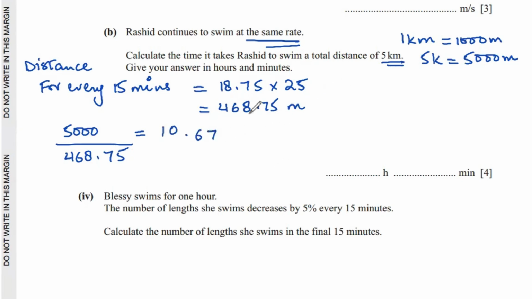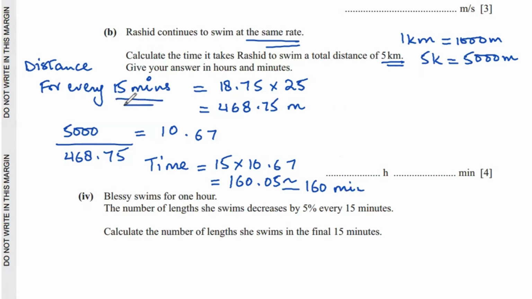Now to find the total time, we multiply 15 with 10.67 because we need to find how many minutes there were in total, because if he's using 15 minutes, 10.67 times, the total time would be 10.67 times 15, which is basically 160.05, and we round that to 160, and this is in minutes because we're using 15 minutes.